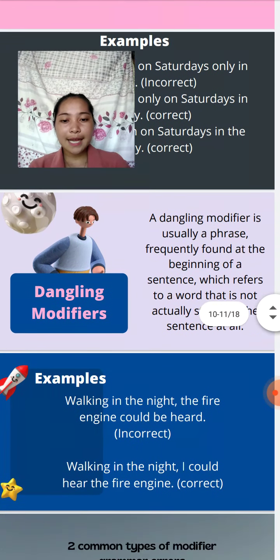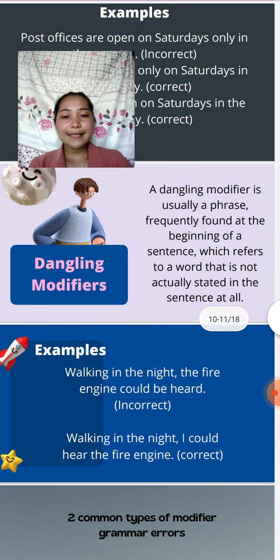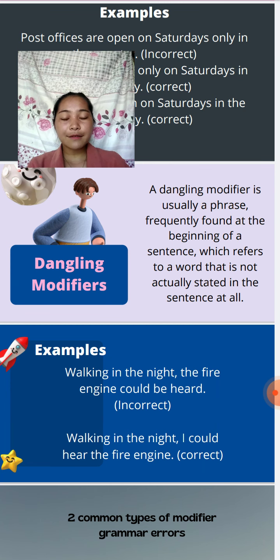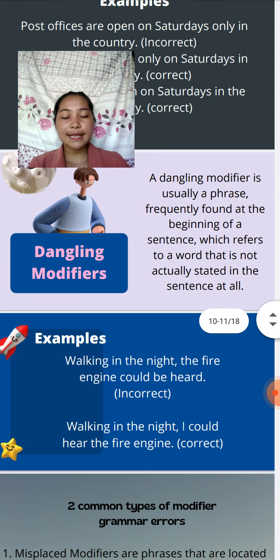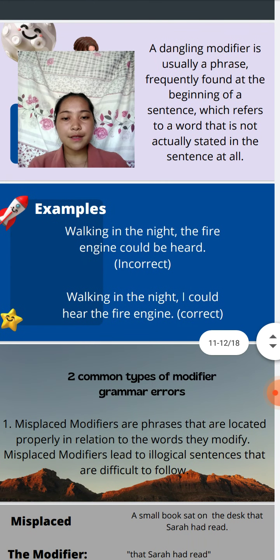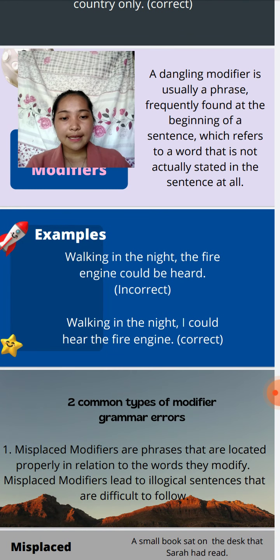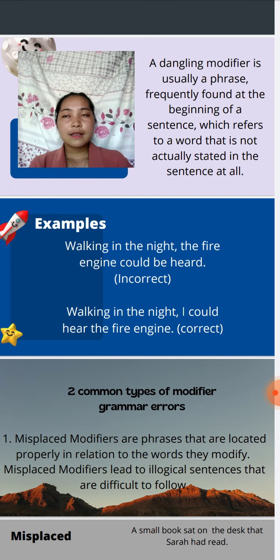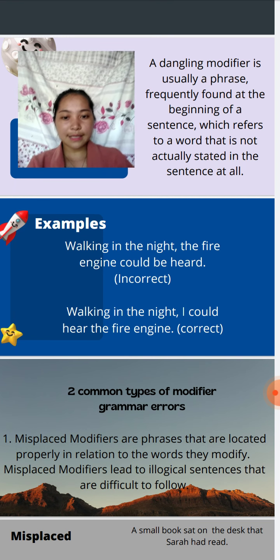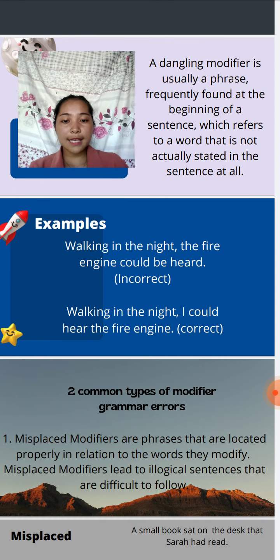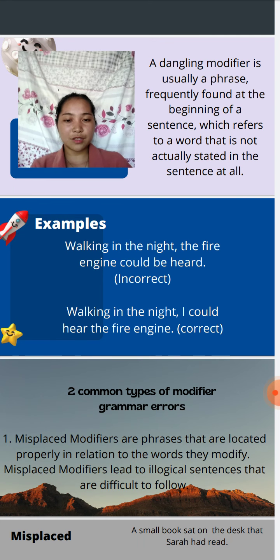Let us now proceed to dangling modifiers. So what is a dangling modifier? A dangling modifier is usually a phrase frequently found at the beginning of a sentence which refers to a word that is not actually stated in the sentence at all. So here are examples of dangling modifiers. First one, walking in the night, the fire engine could be heard. So this one is the incorrect sentence. The correct sentence is walking in the night, I could hear the fire engine.